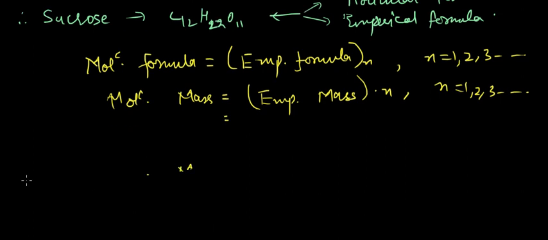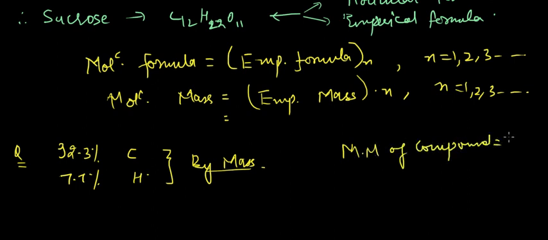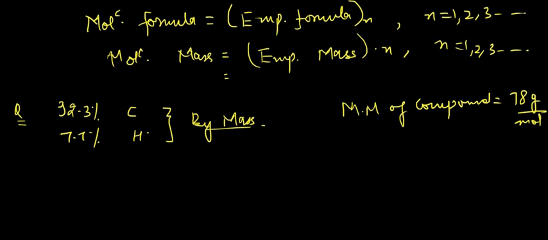Okay, so let's say we have a question in which we have an organic compound which contains 92.3% carbon and 7.7% hydrogen. These are by mass. If the molar mass of the compound is 78 gram per mole, you have to find the empirical formula and molecular formula of the compound.